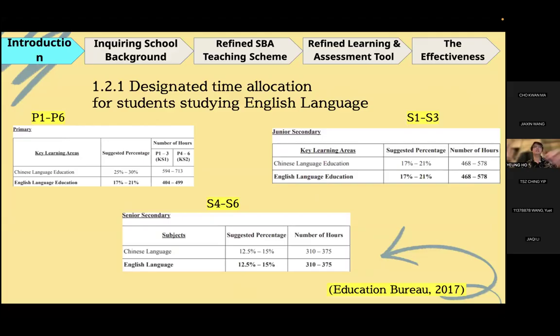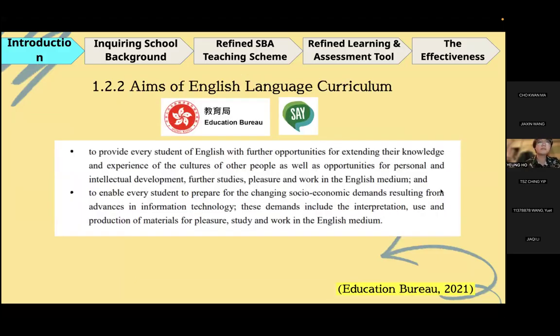And here we can see the designated time allocation for students studying English language. From primary 1 students to secondary 6 students, basically they spend 12.5 to 21% of studying time on the English subject, which means that it is the compulsory subject for all the students. And for the aims of the English language curriculum, basically there are 2 points.